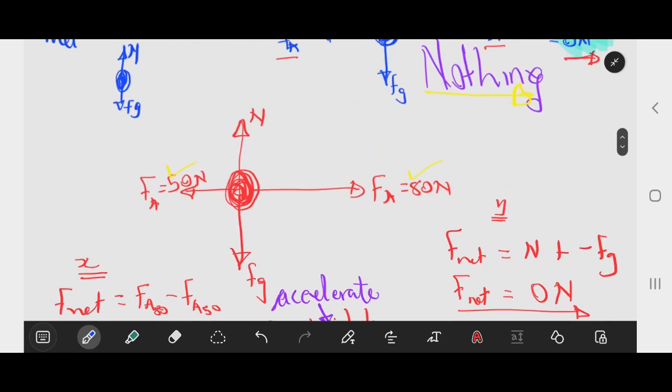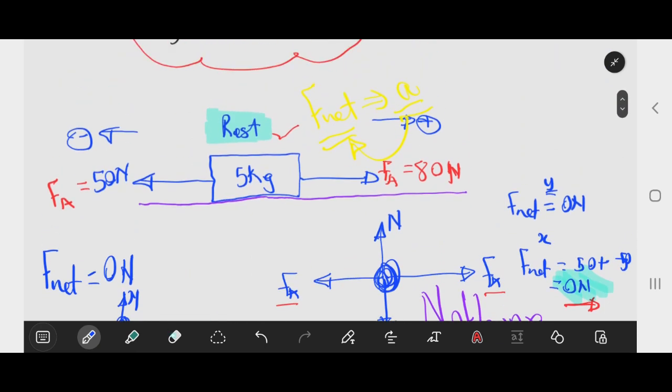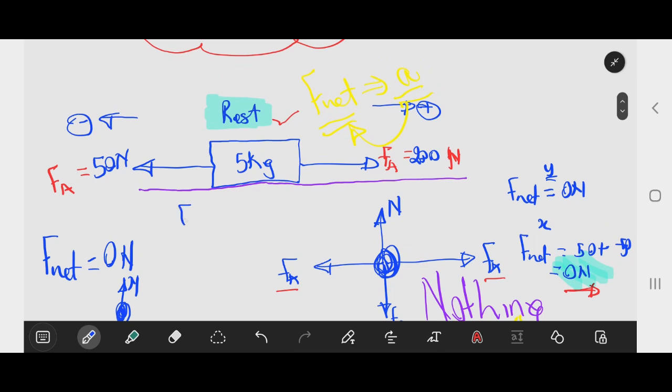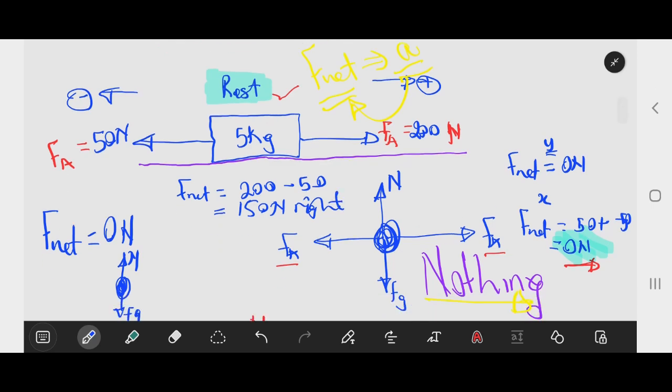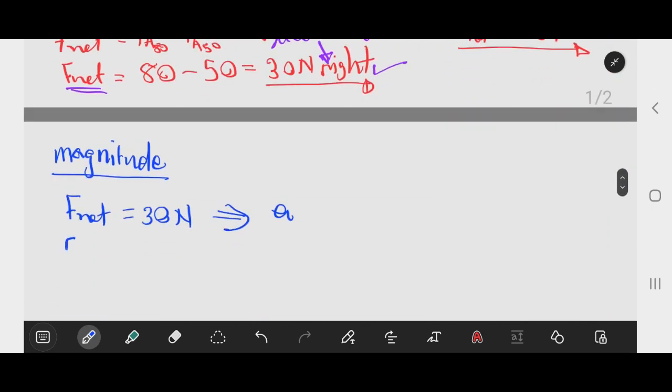Okay, so for another scenario, say we had a force of 200 newtons to the right. So if we were to calculate our net force in the x direction, it would have been 200, which is positive, minus 50, and that is 150 newtons to the right. Okay, now we would have a net force of 150 to the right. So that net force of 150 to the right would also give an acceleration of that object.